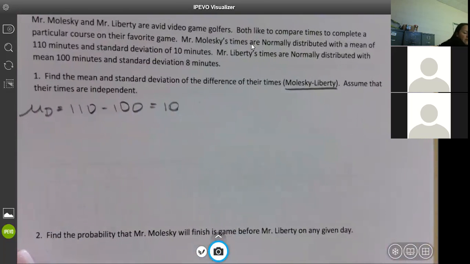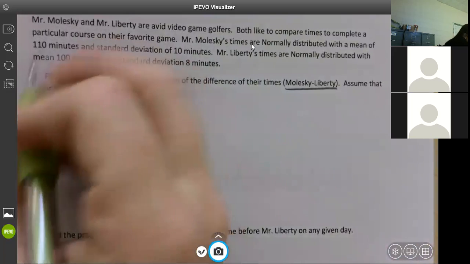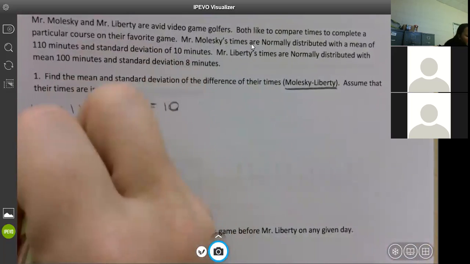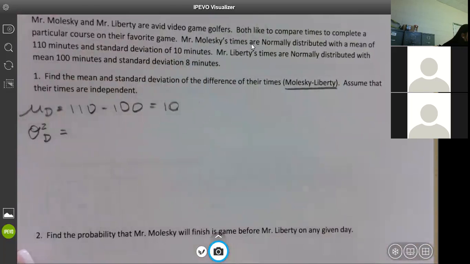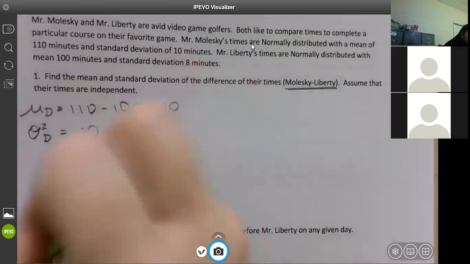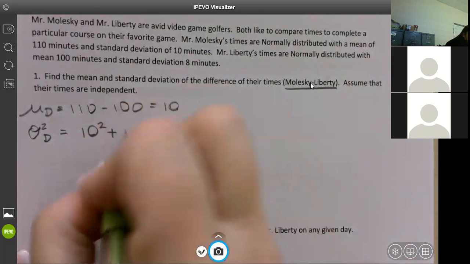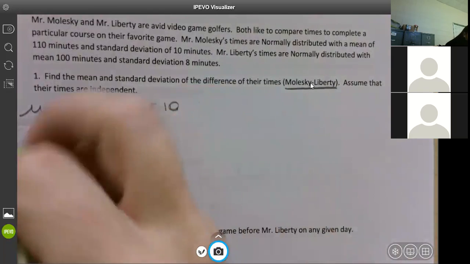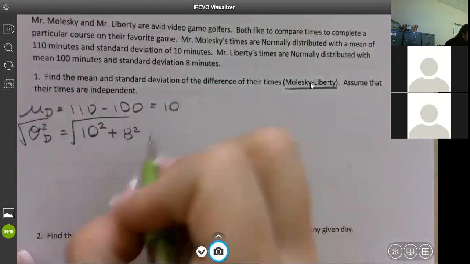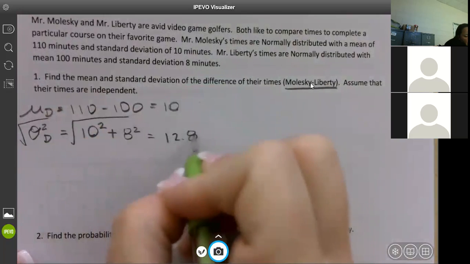Now we need to find their standard deviation. So what do I have to do first? The variance. And then we always do what? Add. So Molesky's was 10, so we're going to square that, and we're going to add Liberty's, which was 8 squared. Then we'll take the square root and get 12.806.